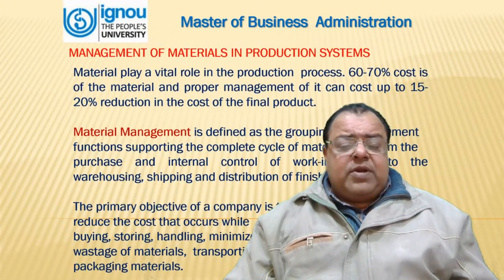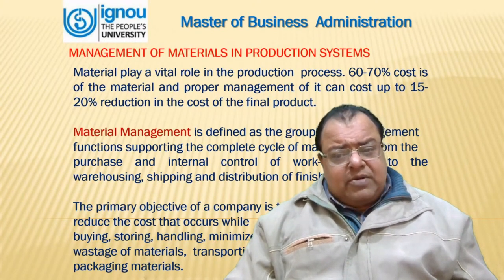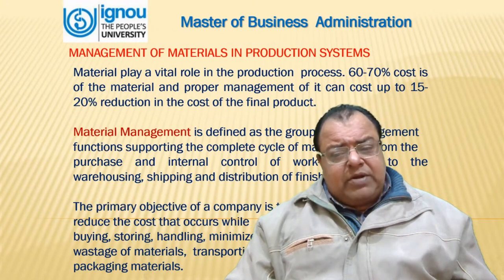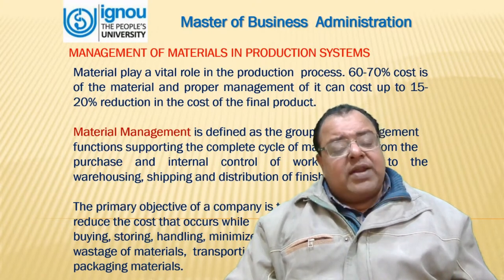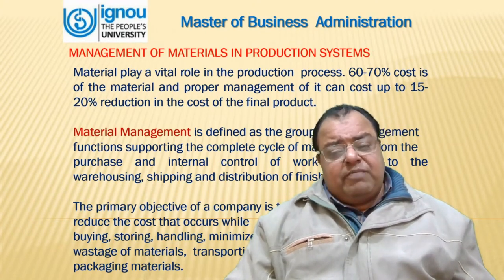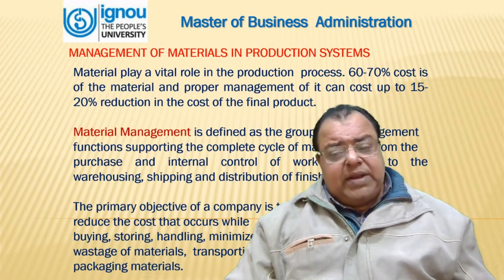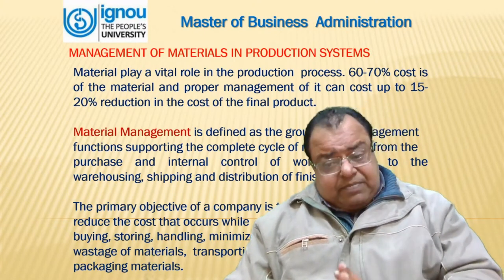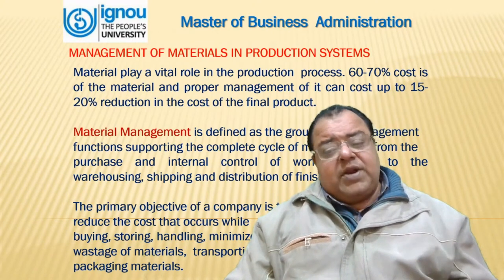Management of materials in production system. Materials play a vital role in the production process. 60 to 70% of the cost is of the material, and proper management of it can bring 15 to 20% reduction in the cost of the final product. Material management is defined as the grouping of management functions supporting the complete cycle of material flow from the purchase and internal control of work in process to the warehousing, shipping, and distribution of finished products.